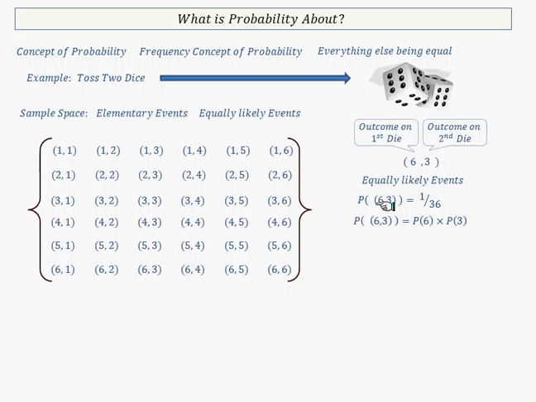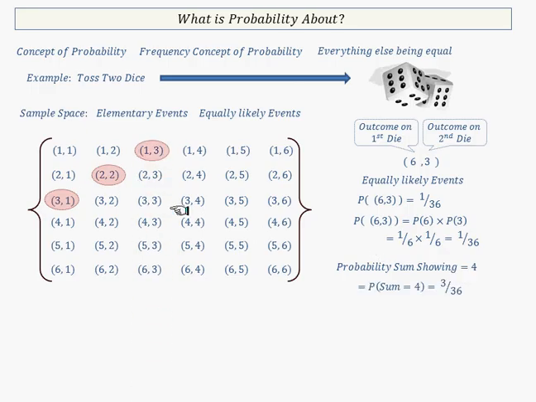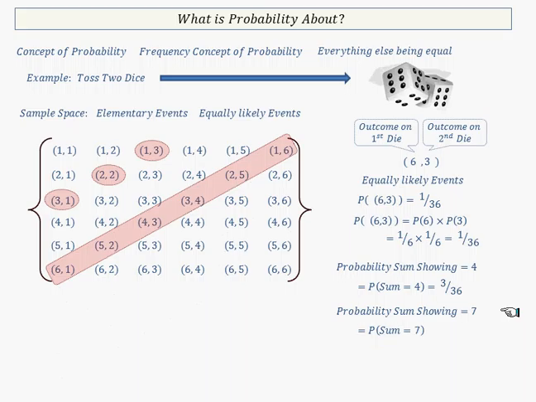The probability of 6 and 3, of course, is 1/36. We simply multiply them together, 1/6 times 1/6. So the sample space is 36 equally likely events. Probably getting a sum of 4, you can see here there's 3 ways, 3 out of 36. You get a sum of 7, these 6 items on the screen here, 6 out of 36.